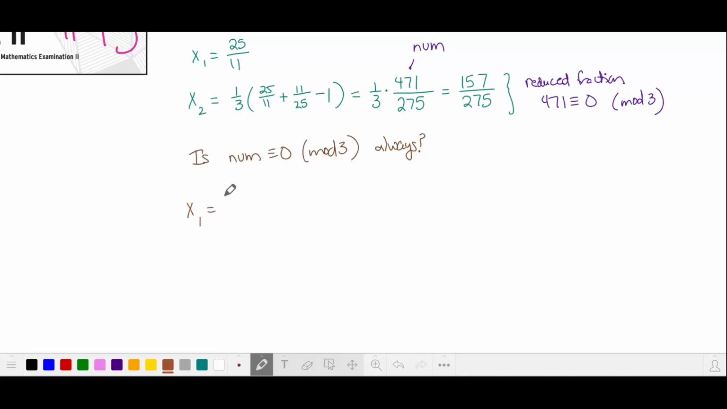Our first term, again, is 25 over 11. So our reduced numerator, a1, is 25. That's 1 in mod 3. And our denominator is 11, which is 2 in mod 3.